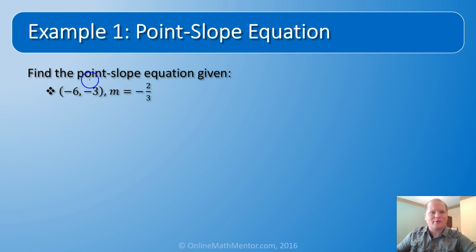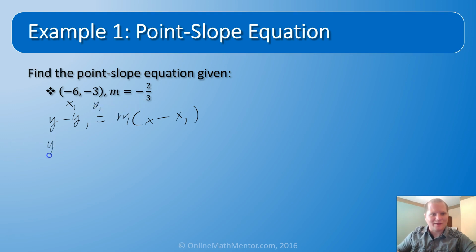So for this equation, all we want to find is the point-slope equation given a point and a slope. So this one's very straightforward. We have y minus y1 is equal to m times x minus x1, and that's our point-slope formula. And all we're doing is plugging in x1, y1, and m.